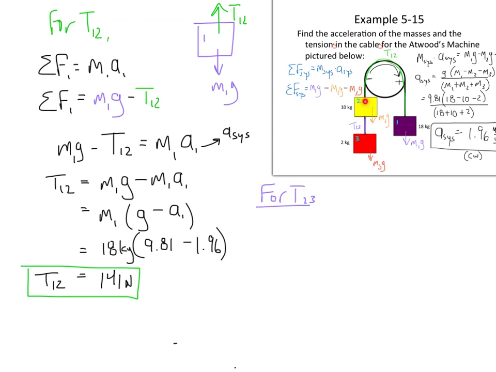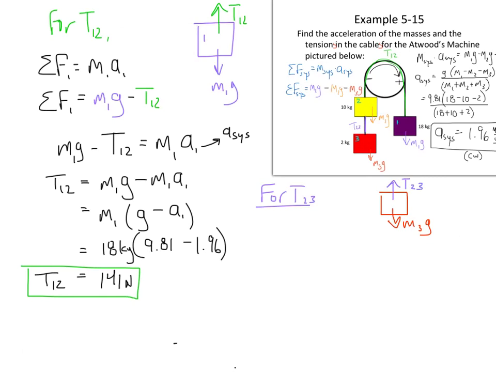We can look at box 2, but it might be simpler just to look at box 3, because box 3 only has tension pulling up and then, of course, the weight force pulling down. So let's look at box 3. In fact, it's right next to us right there. We've got M3G pulling down. That's going to be in the negative direction, right? Because counterclockwise is the negative direction. We've got tension between 2 and 3, T2,3, pulling upwards, and that's going to be the positive direction.